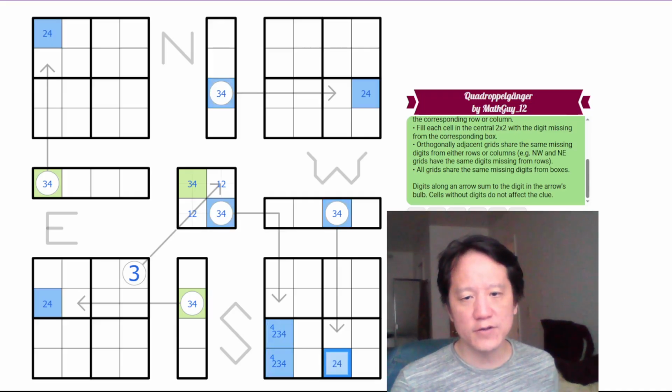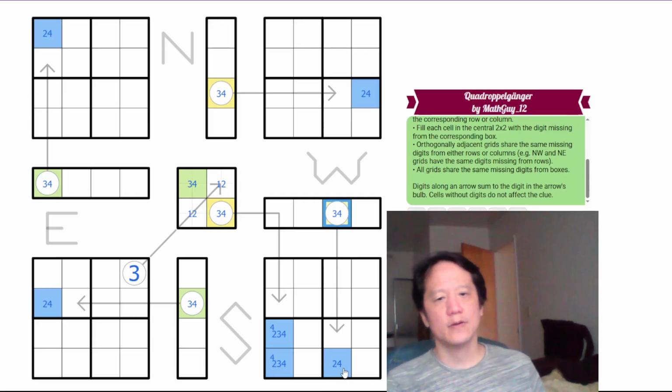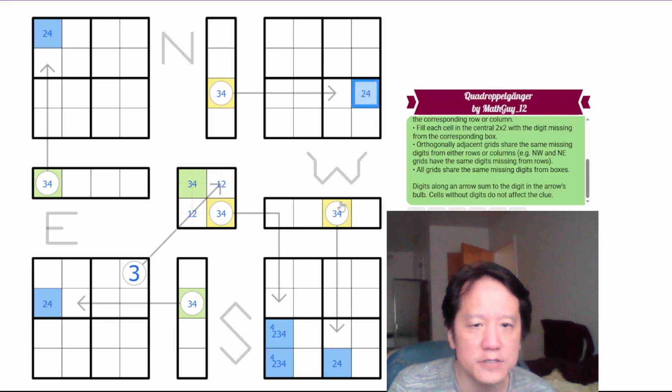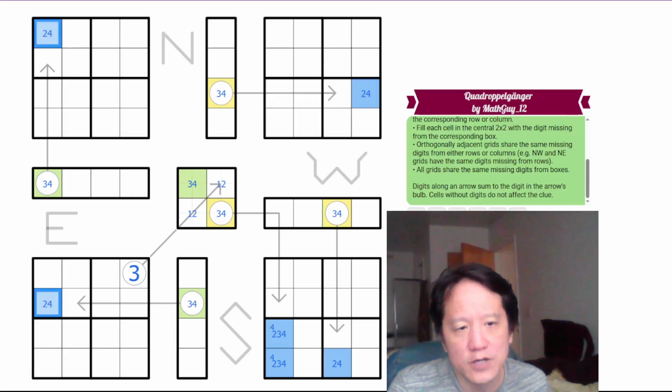Let's make these, I guess, no, let's make these orange. No, let's make it yellow. We'll make it yellow. So these are yellow. That means these two digits that are missing are the same, but these have to be different from these two digits. So let's mark these as red. These are blue. We don't know which ones these are.